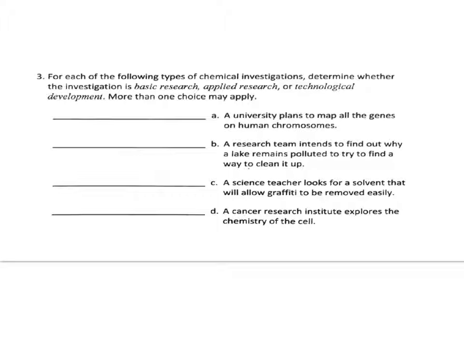For this section, we're going to say whether each one of these things is either basic research, applied research, or technological development. And in some cases, more than one choice may apply. So the first one is a university plans to map all the genes of a human chromosome. And of course, in that case, they're trying to just be basic research. So they're just trying to find out all the genes on the human chromosome.